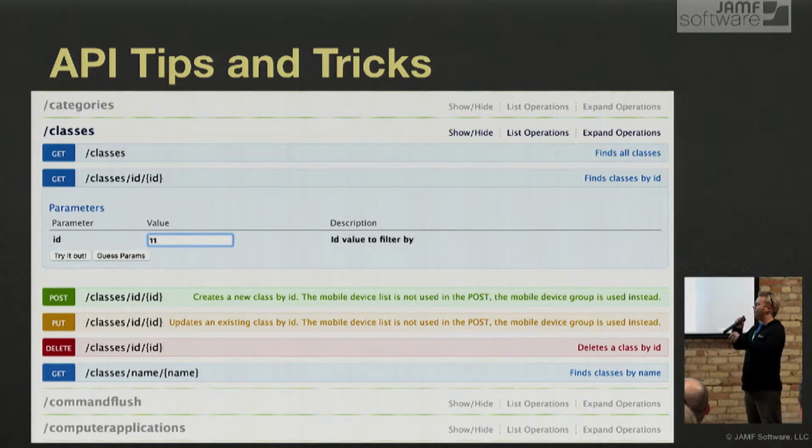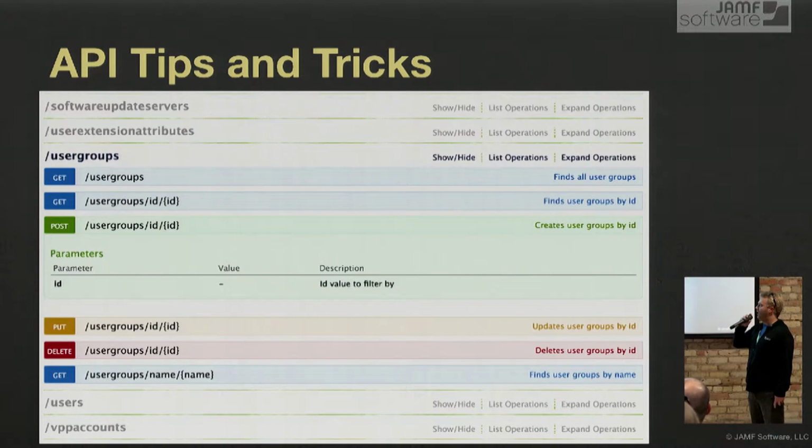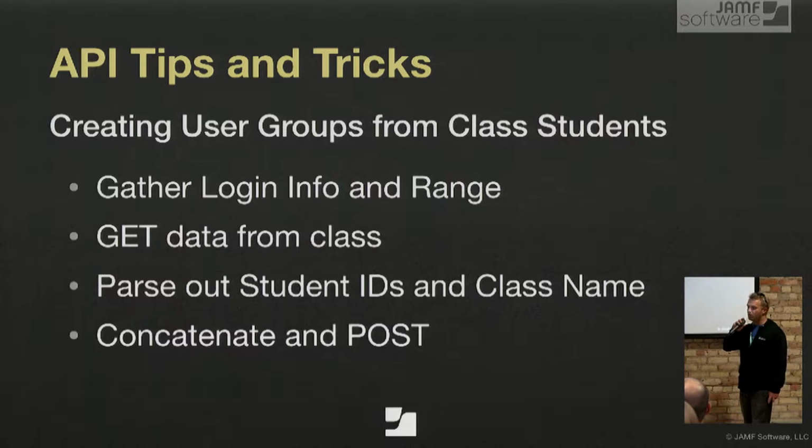So using the classes endpoint here, we can get information about our classes based on the class ID in the JSS. And then we are able to post out to a user group. If we post to user group ID 0, that will create a new static user group with the information that we get. So there are 4 steps to this process.